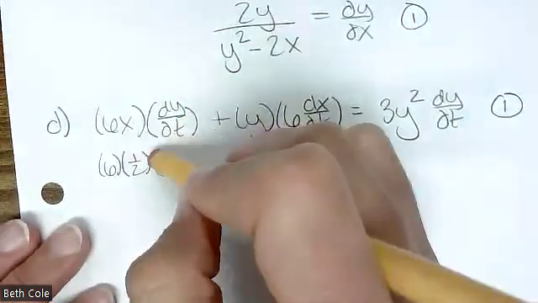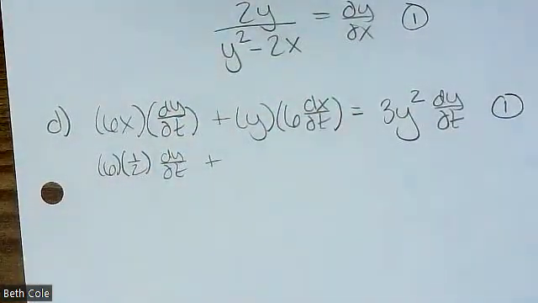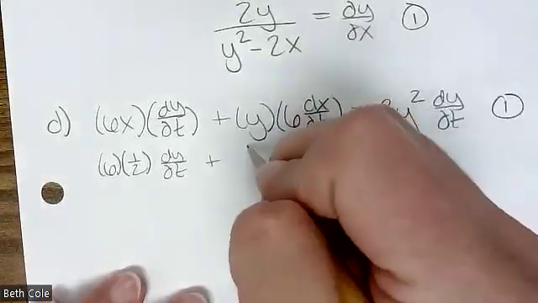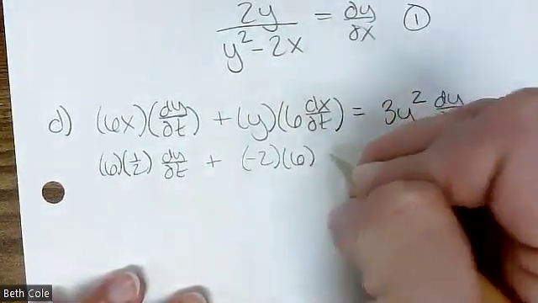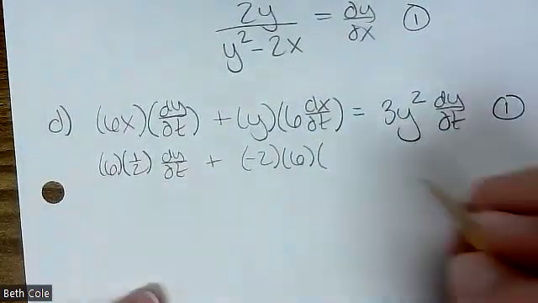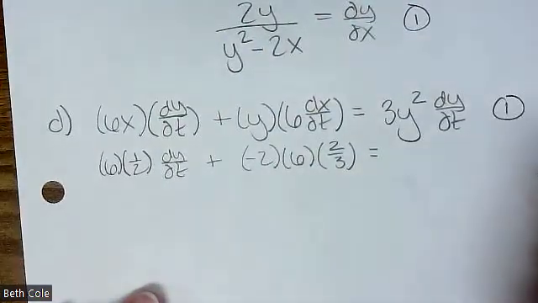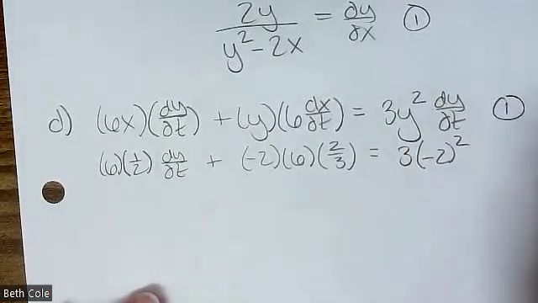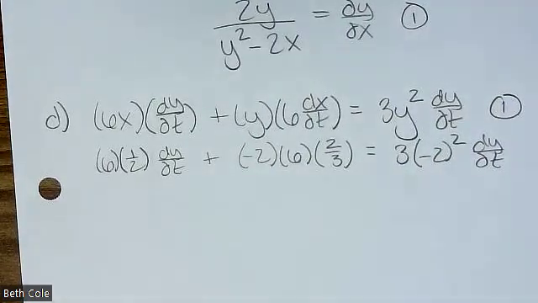dy/dt... Oh, dy/dt is what we're looking for. Plus, all right, what's y? Good, -2 times 6 times dx/dt, 2/3, they handed you that, equals 3, and then y was -2, right? -2 squared dy/dt. Again, dy/dt is what you're looking for, so you just leave that in there.